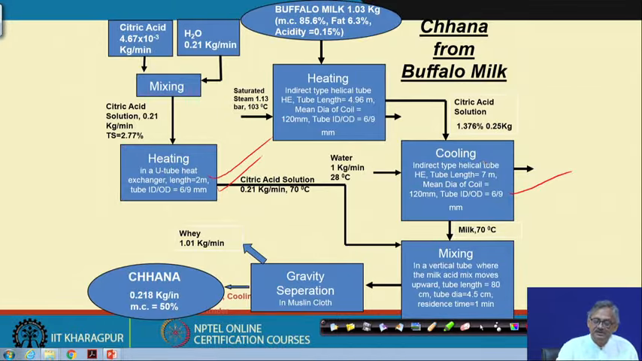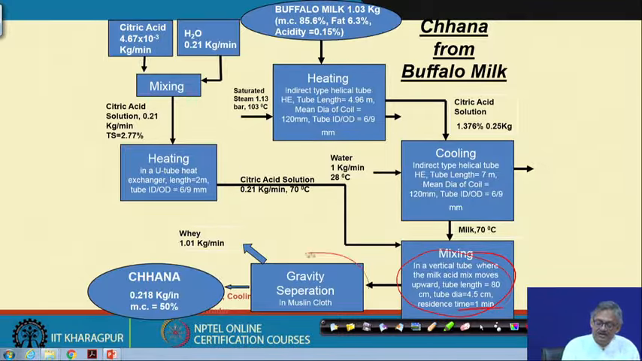So both are at 70 degrees centigrade and then they are mixed, the citric acid and the milk. They are mixed in a vertical tube where the milk acid mix moves upward. Tube length is 80 centimeter, tube diameter is 4.5 centimeter and the residence time is 1 minute, right. So when we kept it, the milk gets precipitated or curdled.